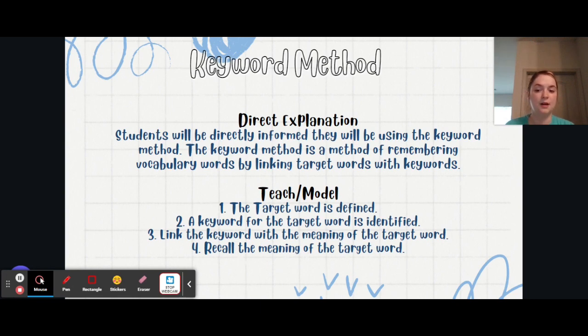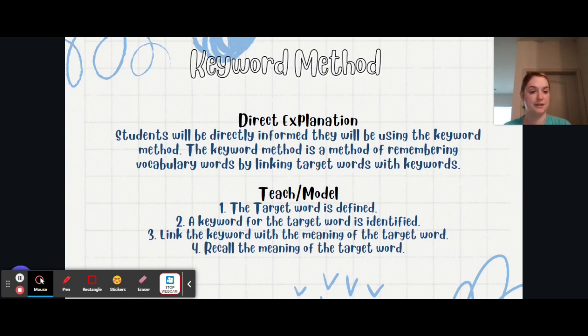river. A keyword for the target word is identified, something relating to rivers, like freshwater. Link the keyword with the meaning of the target word. Okay, you have rivers. You maybe bring up to students, okay, what do rivers always look like? They always have very clean, very fresh-looking water. You then want to use that to recall the meaning of your target word. Rivers look fresh. Rivers have fresh water. Freshwater rivers. That's how you'd want to use the keyword method.